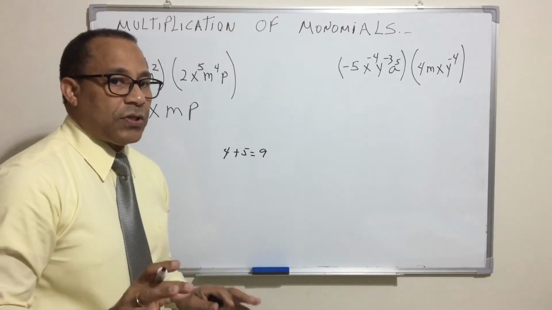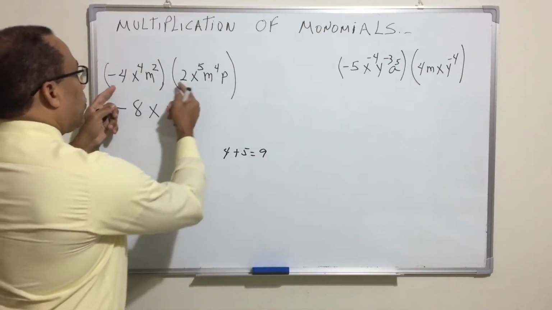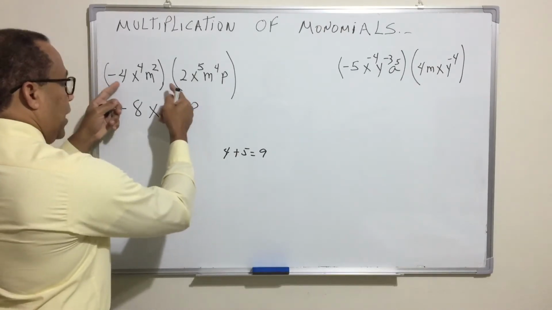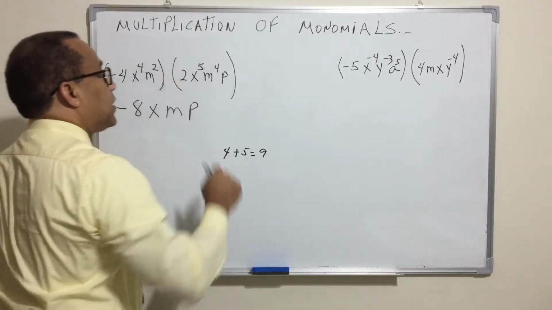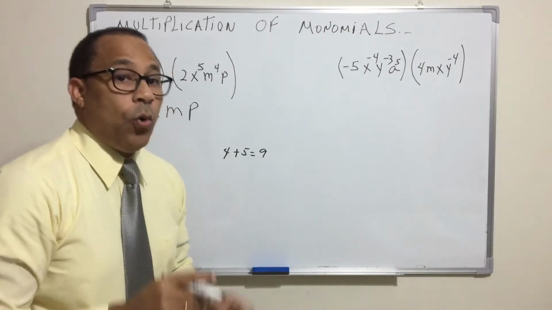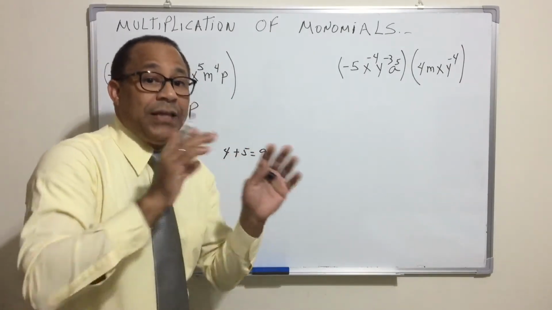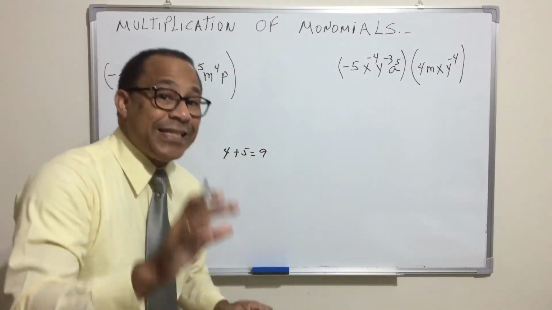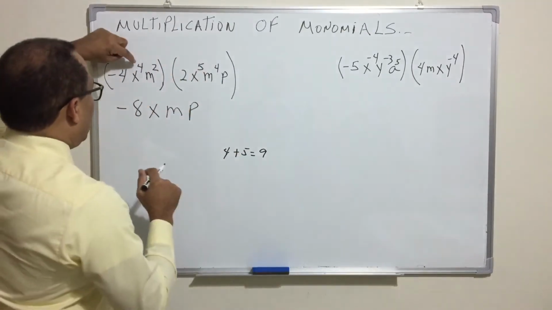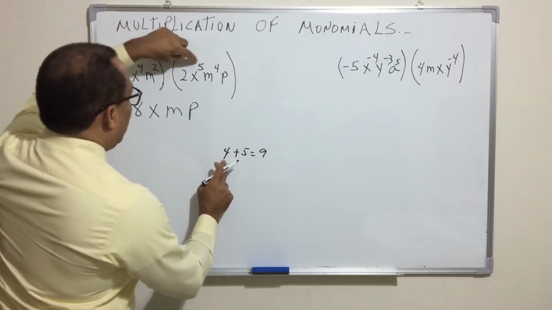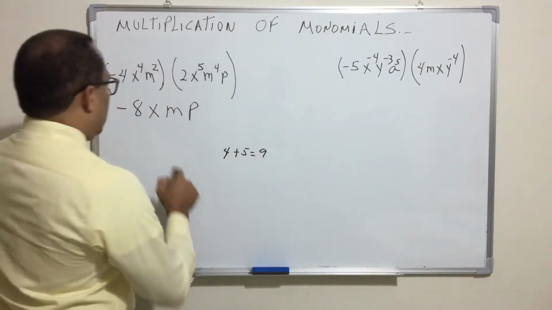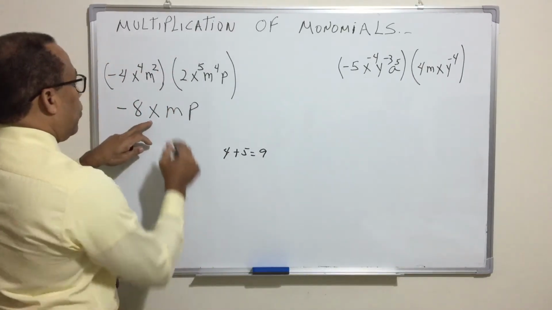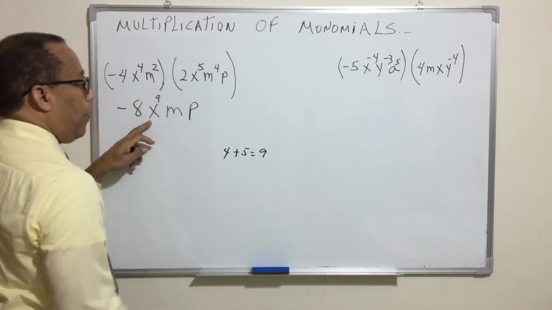Do not confuse yourself. We do multiply the coefficients. Yes, we do. But the exponents, we do not multiply them. We add them or subtract them depending on what the signs say. Positive 4 plus 5 equals 9. So the exponent for the x will be to the 9th, positive.